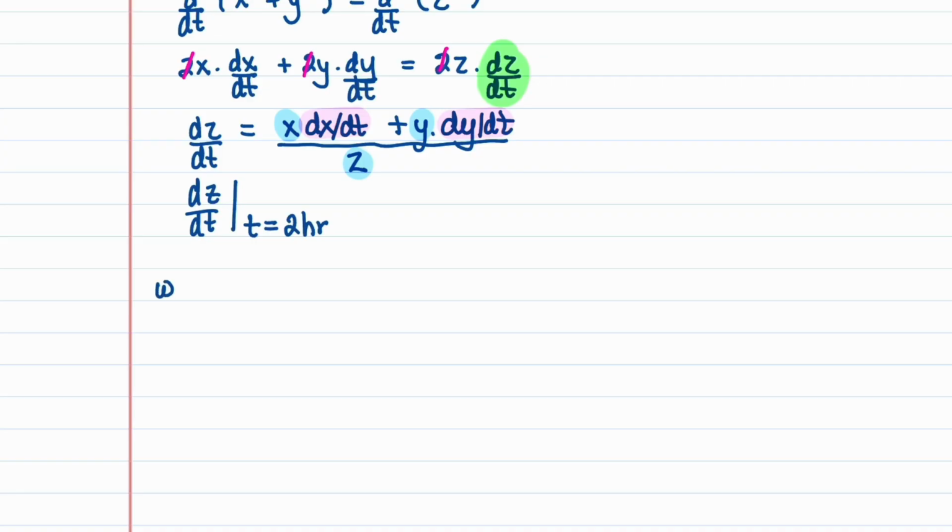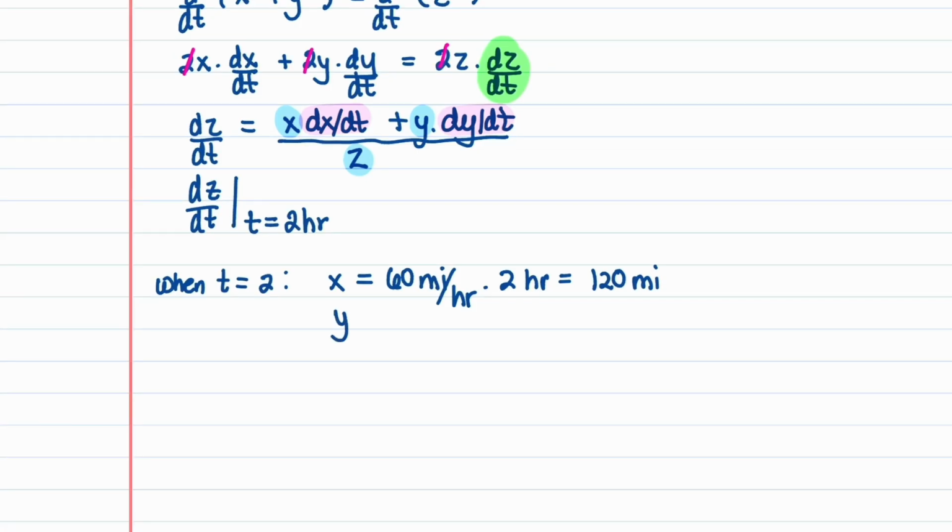Let's come down here and figure this out. So when t is equal to 2, x is going to be 60 miles per hour times 2 hours, so that's going to be 120 miles. Y is 45 miles per hour times 2 hours, so that is 90 miles. And then z, we are not given a rate for.